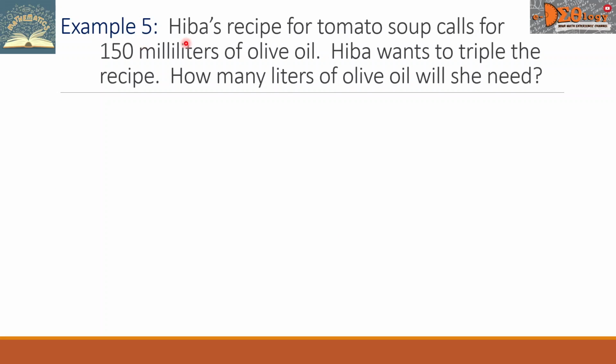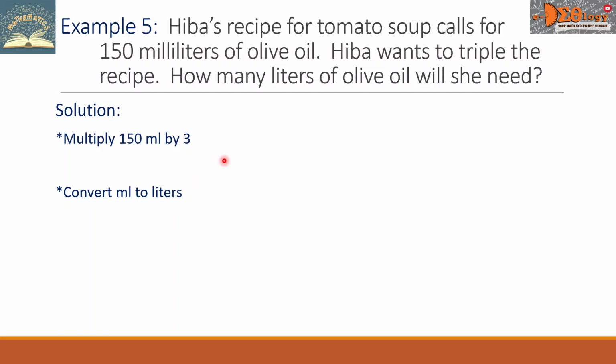Example 5. Hiba's recipe for tomato soup calls for 150 milliliters of olive oil. Hiba wants to triple the recipe. How many liters of olive oil will she need? For this problem, we're going to do 2 steps. First step is we multiply the 150 milliliters by 3 because it says Hiba wants to triple the recipe. And the next step, we convert the milliliters to liters.